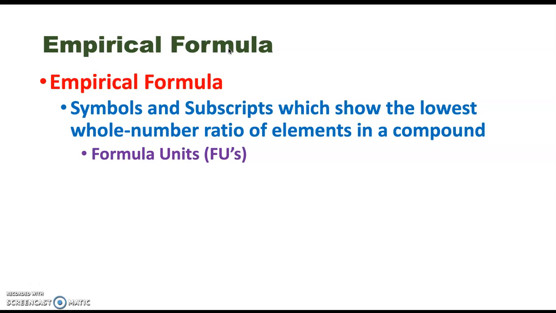So the empirical formula is basically just the symbols and subscripts which show the lowest ratio of elements in a compound. Now the key to this is, for empirical formulas, it says the lowest ratio. So empirical formulas are always a lowest ratio. There is another process called molecular formulas that show you not necessarily the simplest whole number ratio, but we don't do those in this class, so we're only focused on empirical formulas.